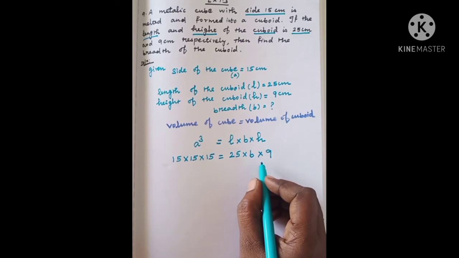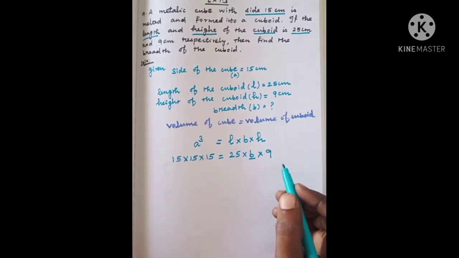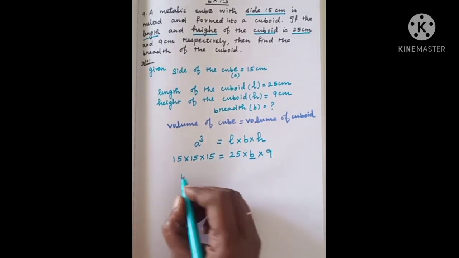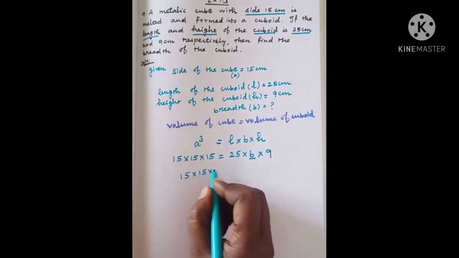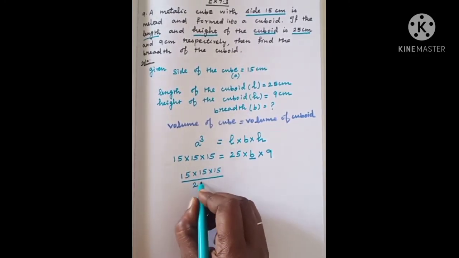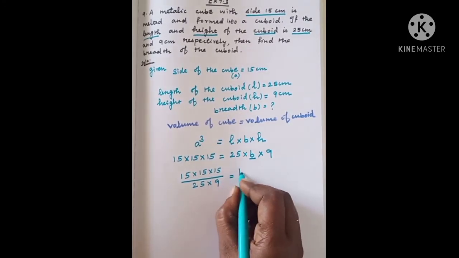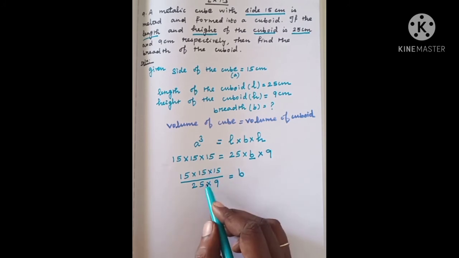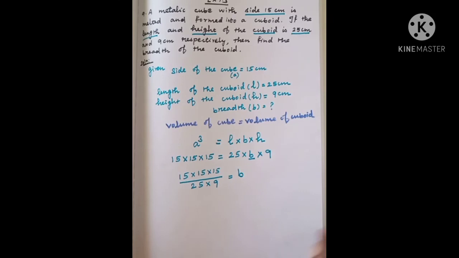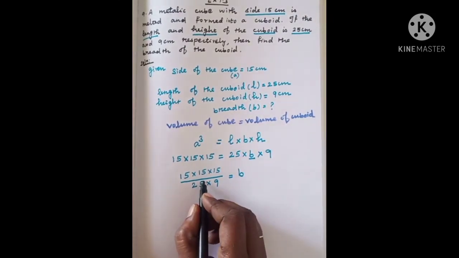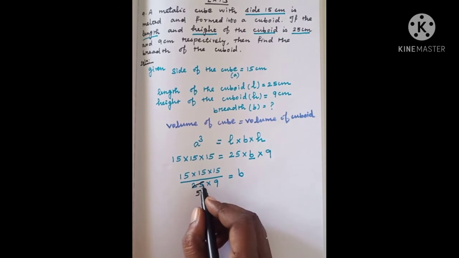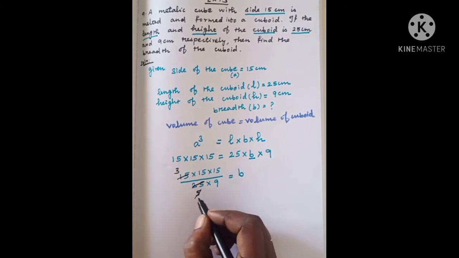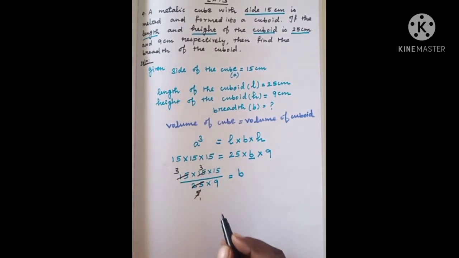In this equation you have to find the value of B, isn't it? So take this 25 and 9 to the left hand side. So 15 into 15 into 15 divided by 25 into 9, which is equal to B. This is your breadth of the cuboid. So now you have to cancel the numerator and the denominator. Now for 5 table, 25 cancelled by 5. 5 5s are 25. In the numerator 3 5s are 15. Again 1 5s are 5. Here 3 5s are 15.